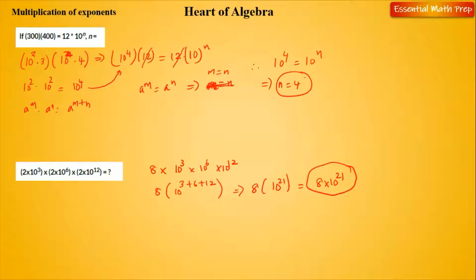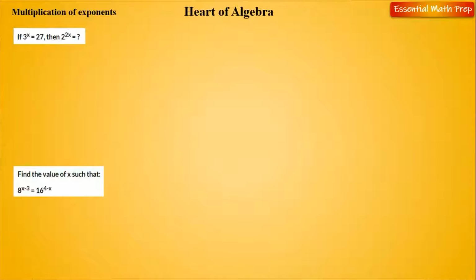Okay, let's continue. We have, if 3 power x equals 27, then what is 2 power 2x? Well, again, the left side is already simplified. You have to simplify the 27 into a format where it has a base of 3. Okay, 27 is nothing but 3 times 3 times 3, which is the same as 3 cubed, right? So 3 power x equals 3 cubed, x equals 3, because a power m equals a power n implies m equals n. That's the logic that's been applied here. So we get x equals 3.